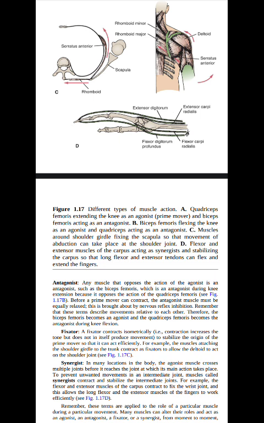This is brought about by nervous reflex inhibition. Remember that these terms describe movements relative to each other. Therefore, the biceps femoris becomes an agonist and the quadriceps femoris becomes the antagonist during knee flexion.